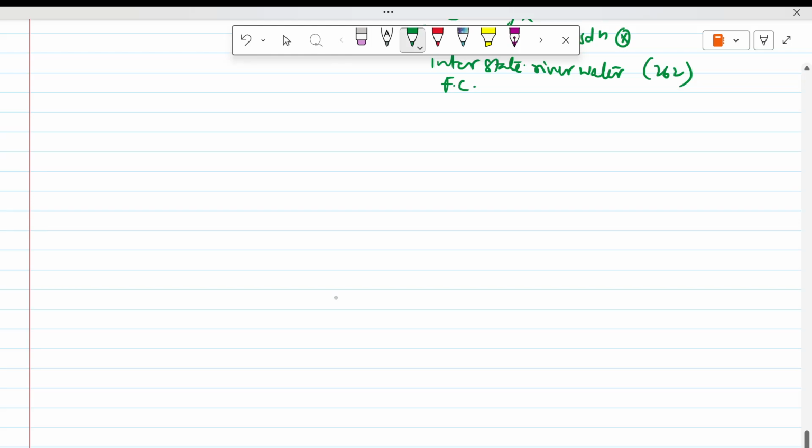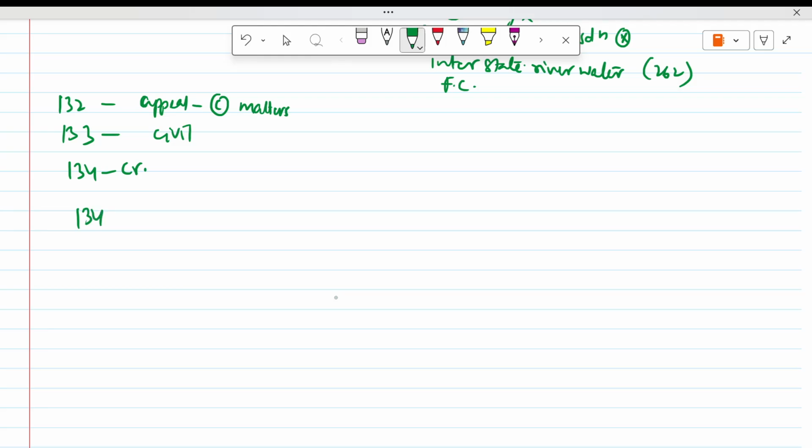Then 132, this is appeal. Okay, 132 is appeal. It is a constitutional related appeal. Appeal in constitutional matters. Okay, these are civil matters, 133. 134 is criminal matters. 134A is High Court certification.